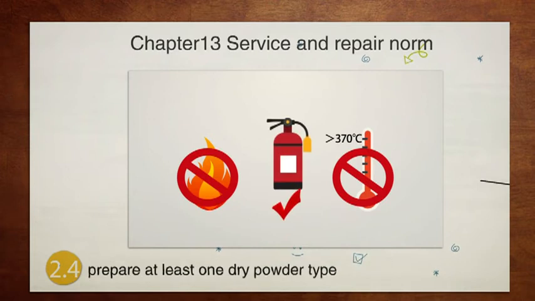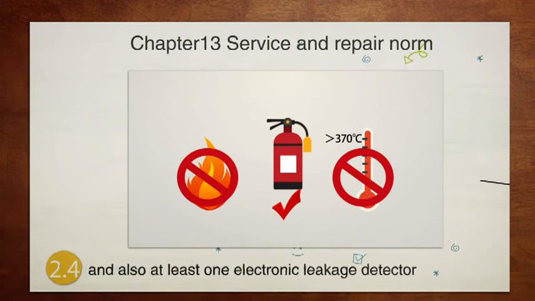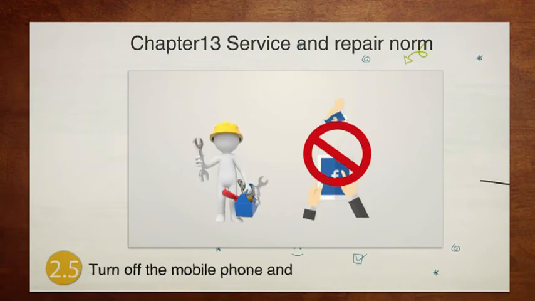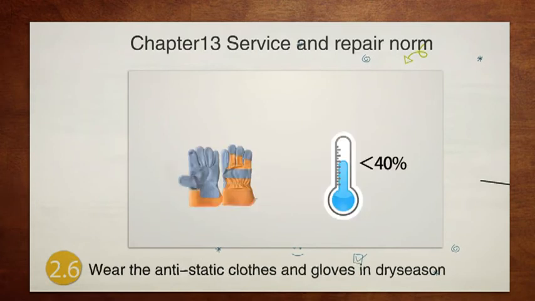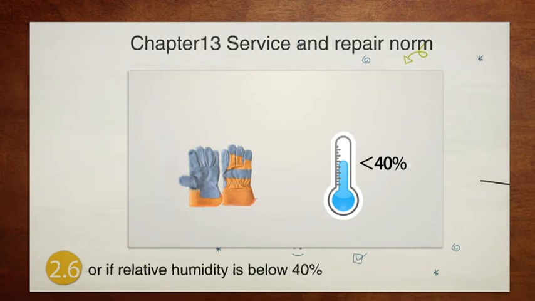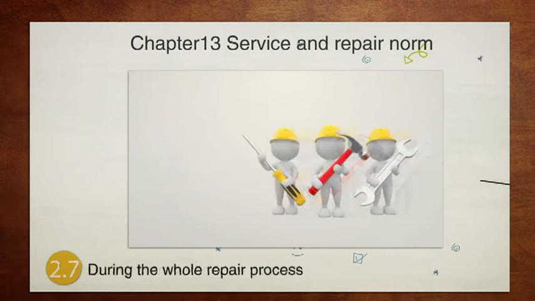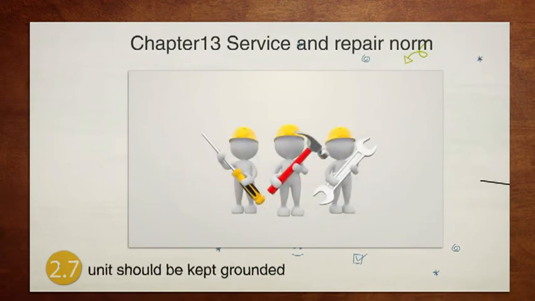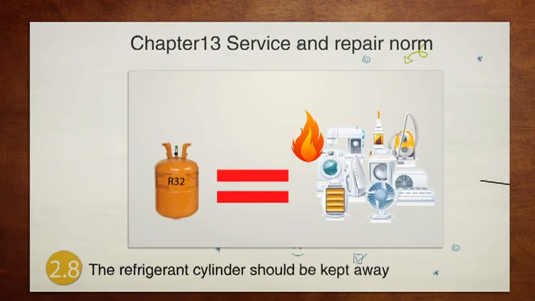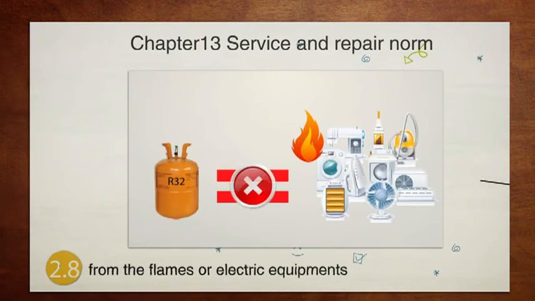Prepare at least one dry powder type or carbon dioxide type fire extinguisher, and also at least one electronic leakage detector. Turn off the mobile phone and other electron radiation equipments. Wear anti-static clothes and gloves in dry season, or if relative humidity is below 40%. During the whole repair process, unit should be kept grounded. The refrigerant cylinder should be kept away from the flames or electric equipments.